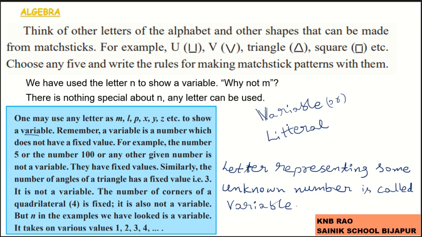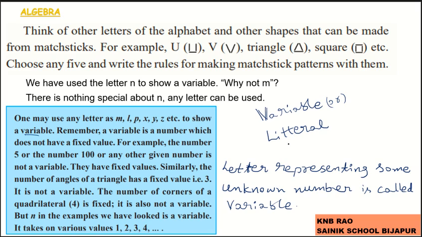In general, the word variable tells the thing which can vary. The one which can vary means change. So the thing which can keep changing. So here the value of a letter can be any number, so it can keep changing. So that's how this word variable has come. Letter representing a numeral.